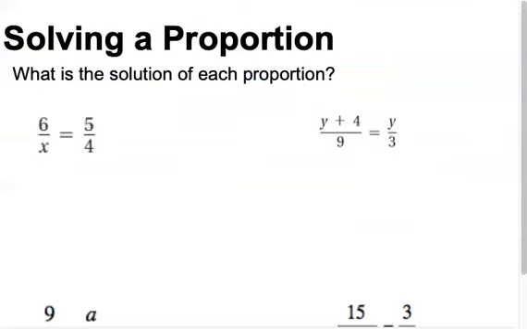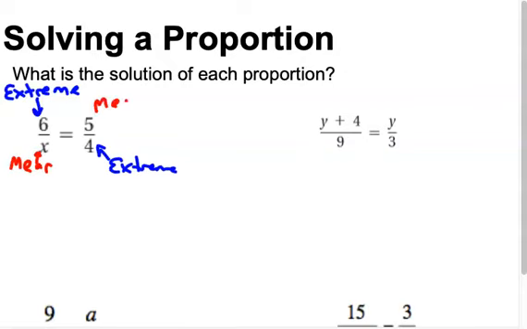So what you'll need to be able to do is solve proportions. You'll know maybe 3 of the 4 pieces, and you have to find the last piece. So this first one, the extremes are 6 and 4. I'm not going to label this every time, I'm just showing it for your vocab purposes. This is a mean, and this is a mean, so those are going to be our means, and the blues are going to be our extremes.